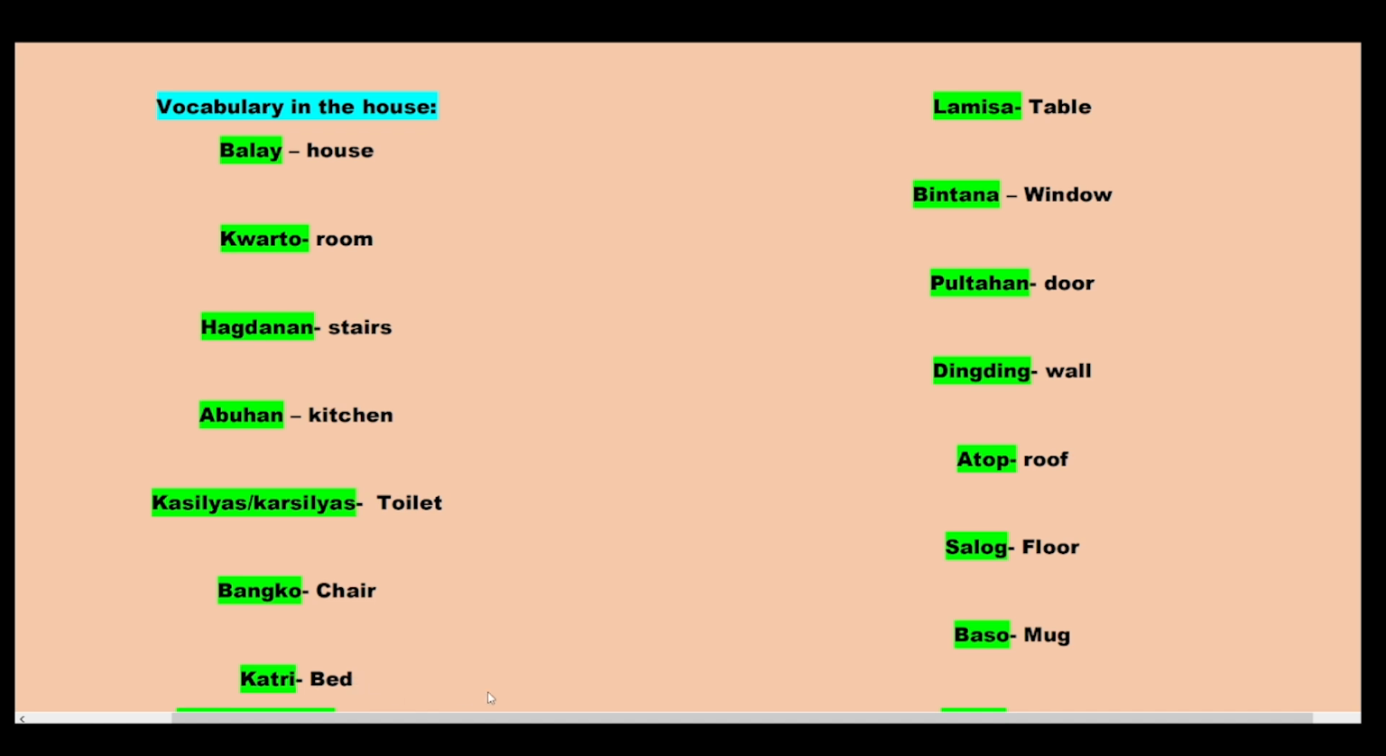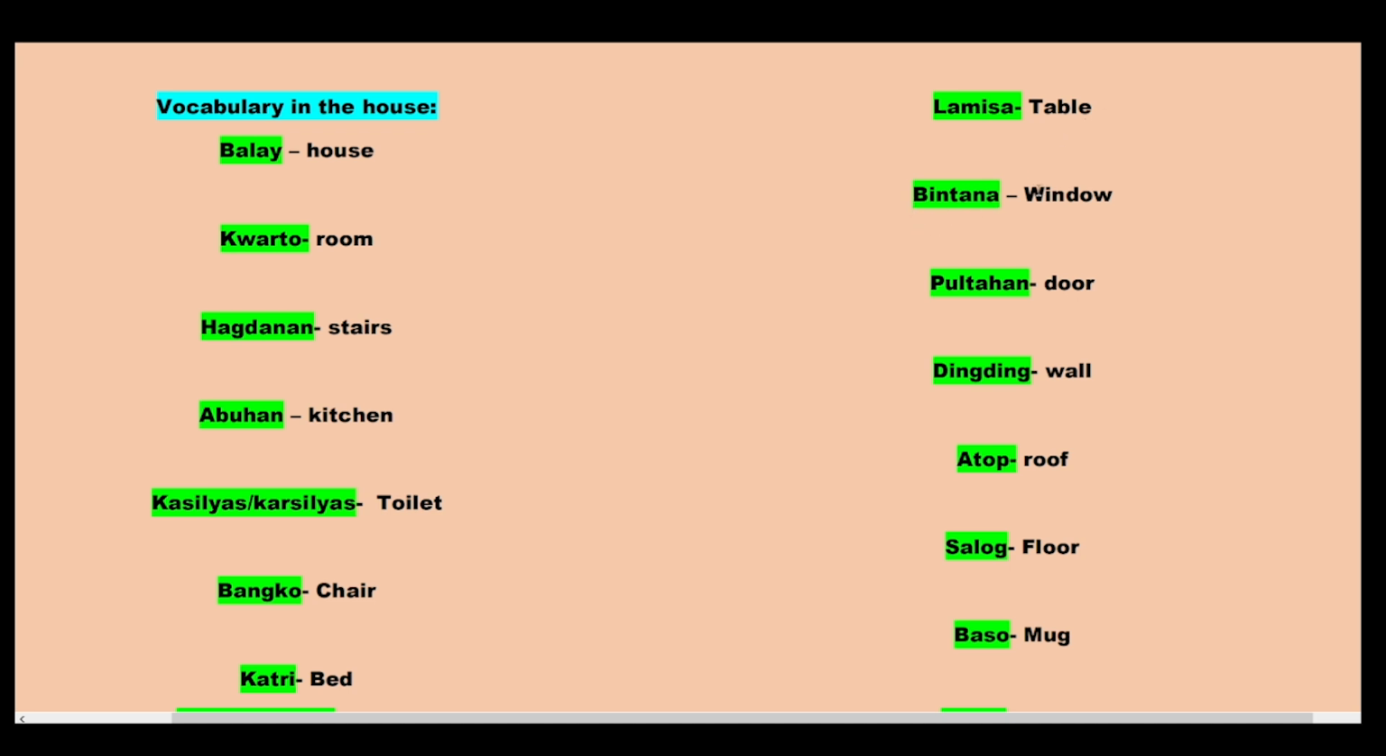Katri, bed. Katri. Tulo ka iring. So if you forget about bed, you just think about 3 cat. So tulo ka iring, cat 3. Bed. Next, la mesa, table.